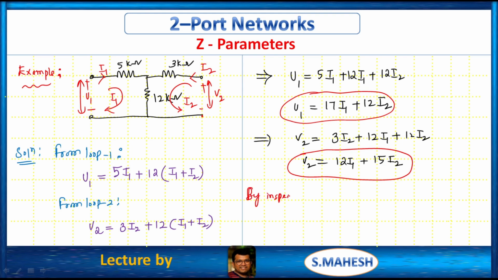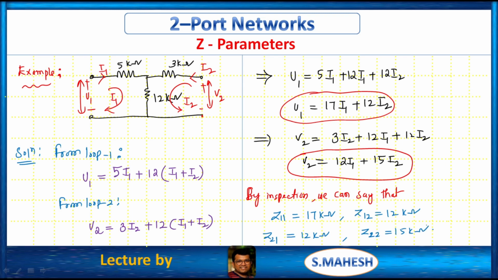By inspection, you can say that Z11 is nothing but 17 kilo ohms. Z12 is 12 kilo ohms. Z21 is 12 kilo ohms. Z22 is 15 kilo ohms, right? This is the data we got. So by inspection, V1 equals Z11 I1 plus Z12 I2, V2 is equal to Z21 I1 plus Z22 I2. Z11 is 17 kilo ohms, Z12 is 12 kilo ohms, Z21 is 12 kilo ohms and Z22 is 15 kilo ohms.